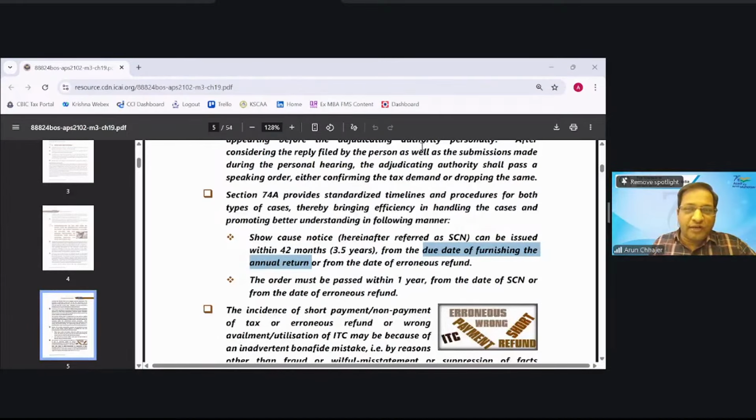What is the last date to claim the ITC? 30th November following the end of the financial year, or furnishing of annual return, whichever is earlier. Furnishing of annual return, there they have not talked about the due date. So you will find the provision different.